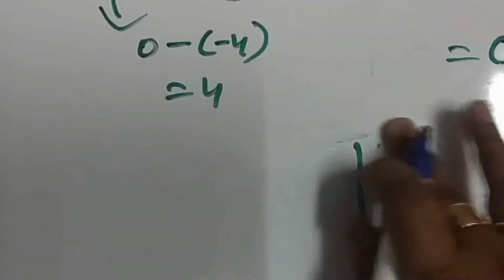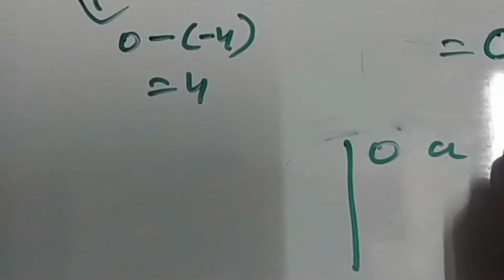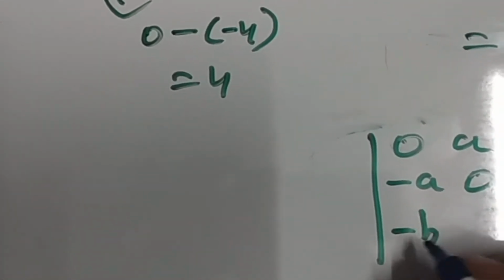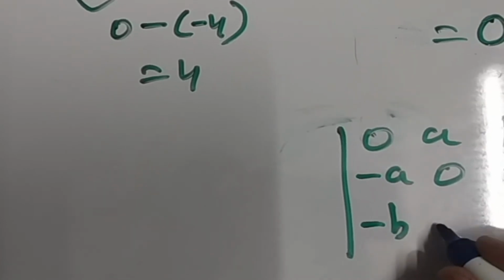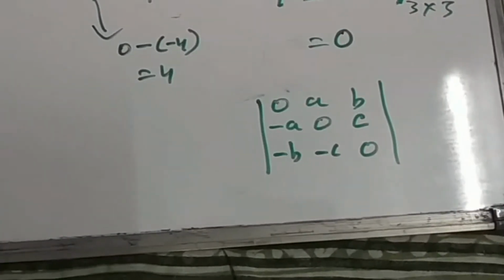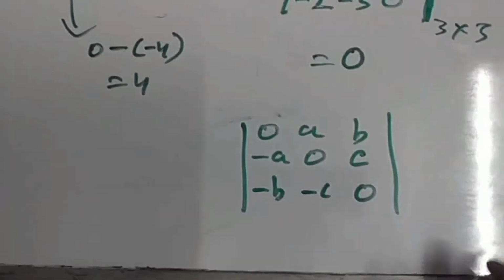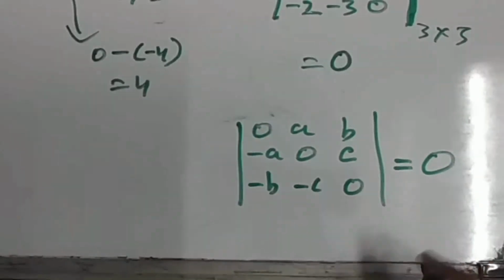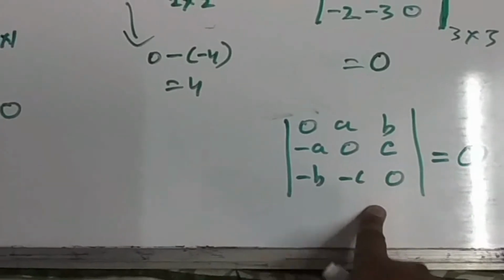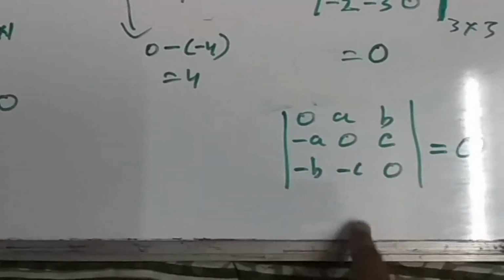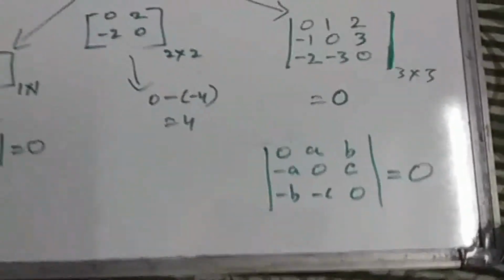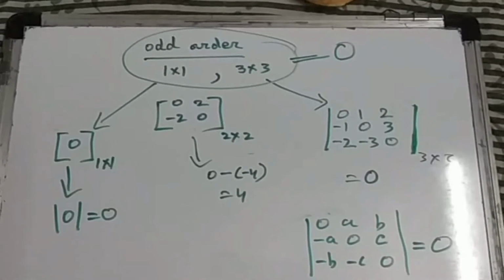So if somebody is asking you a question like here, whatever the determinant is given, like here, 0 a b, minus a 0 c, minus b minus c 0. If they are asking what is the value, without expanding you can say it is 0, because the order of this determinant is odd and it is skew symmetric determinant. You can see opposite sign, opposite sign, opposite sign. So this value of the determinant is 0, directly you can write, okay. So skew symmetric matrix of odd order is 0.